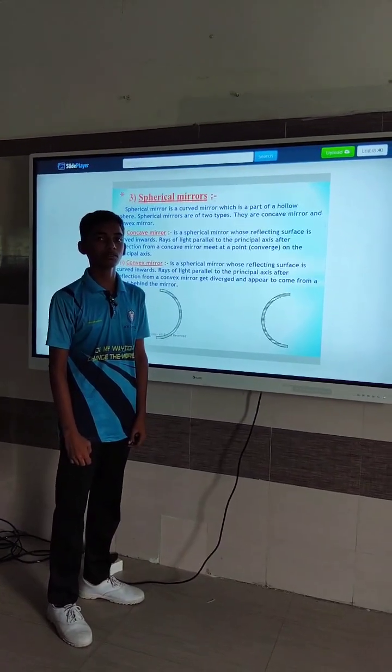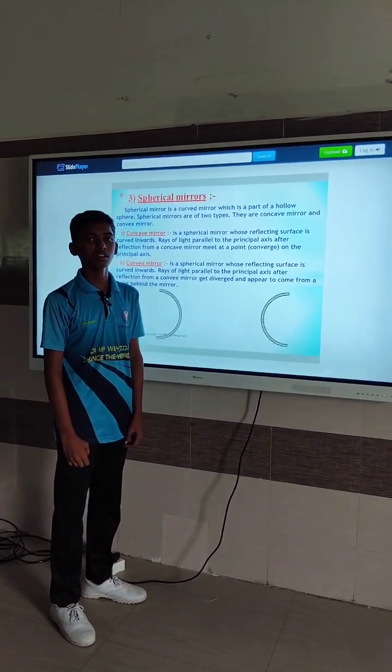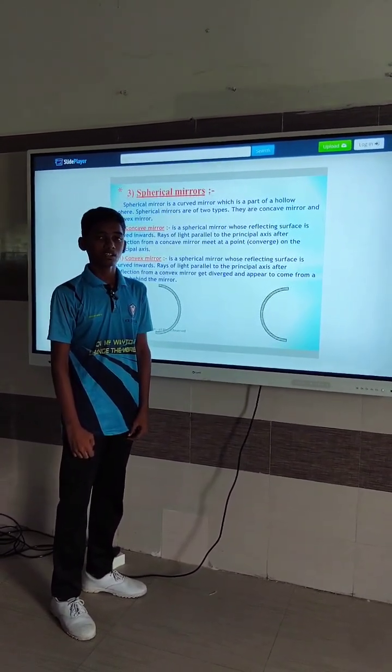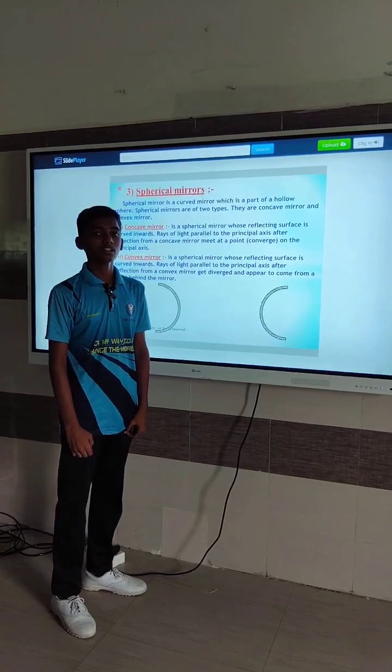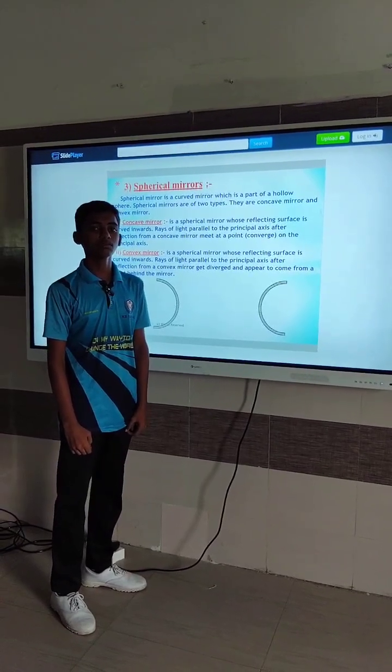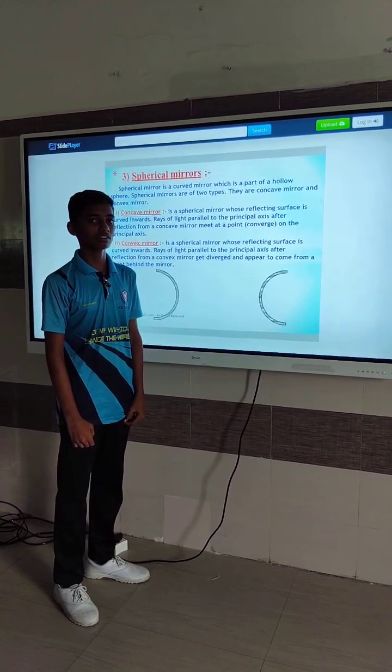Today I am going to explain about spherical mirror. Spherical mirror is a curved mirror which is taken from hollow sphere. Spherical mirror is divided into two types. They are concave and convex.